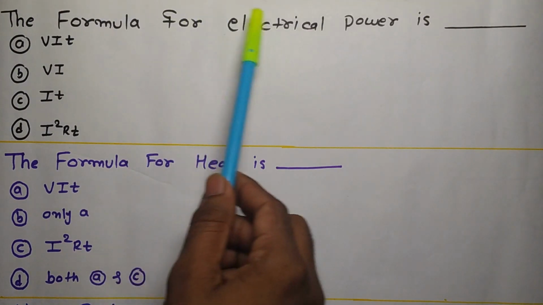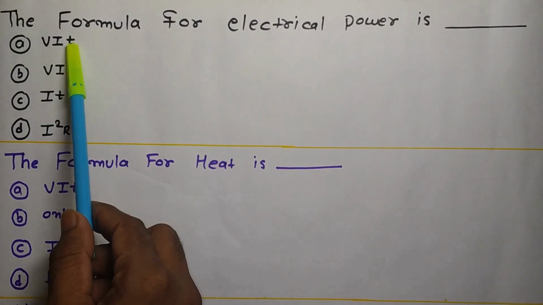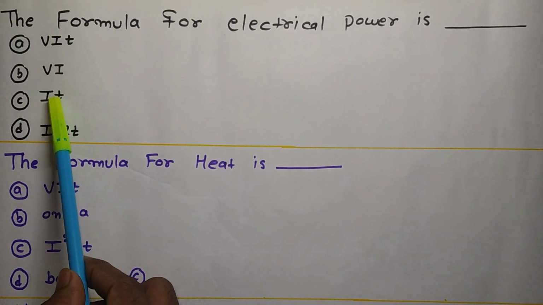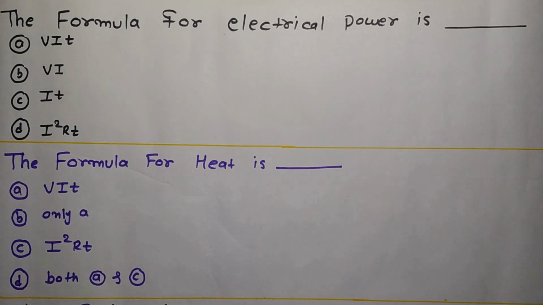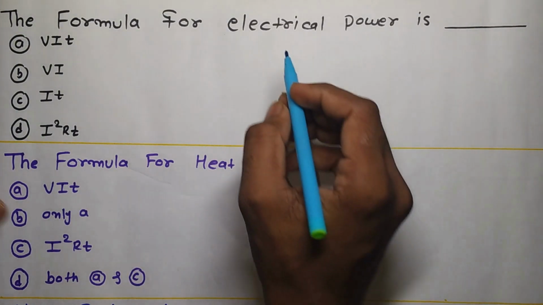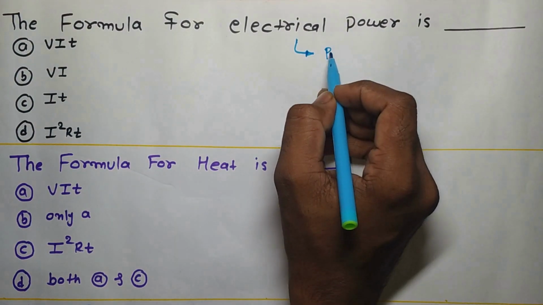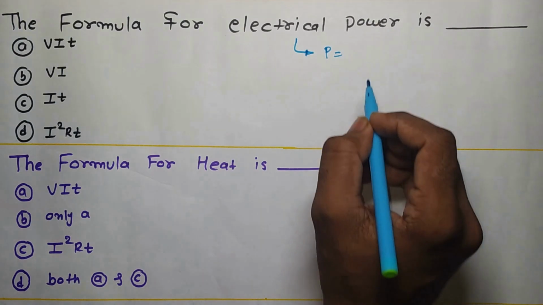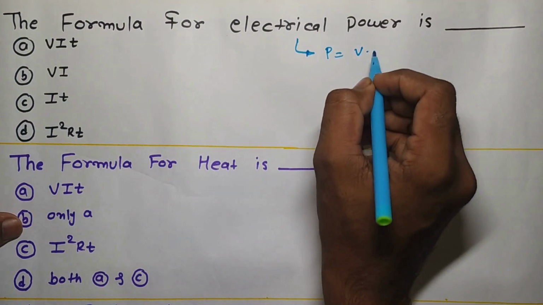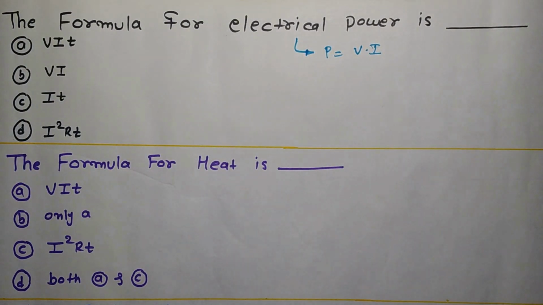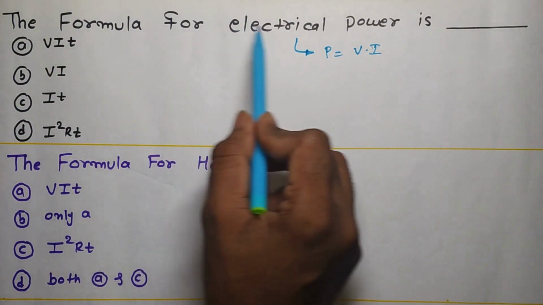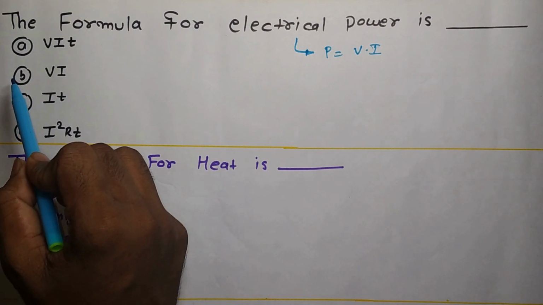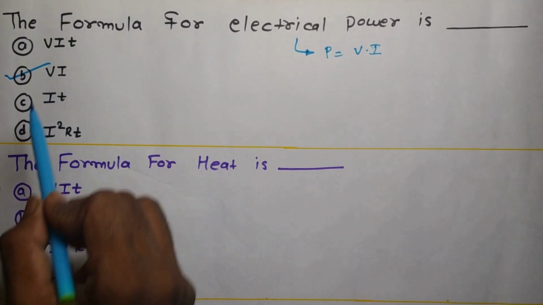The formula for electrical power is A, VIT, B, VI, C, IT, or D, I square RT. So the correct answer is B, which is VI. The formula for electrical power is P is equal to V into I.